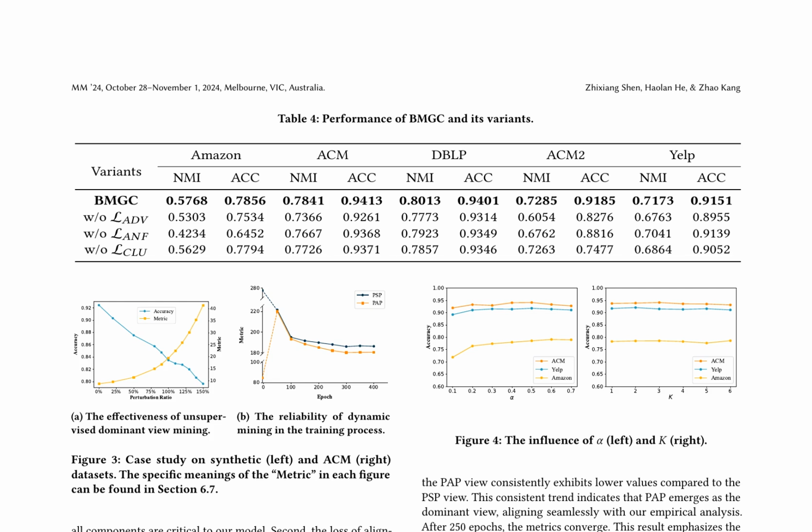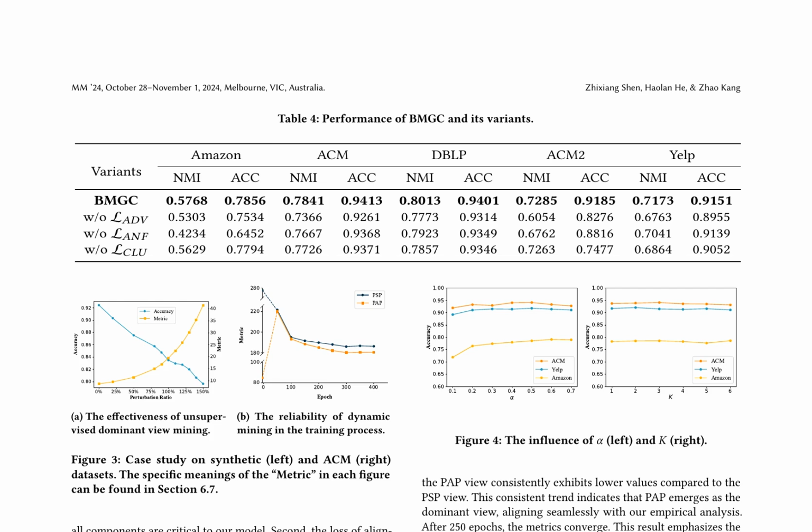The performance of the Balanced Multi-Relational Graph Clustering (BMGC) model and its variants is evaluated on several datasets, including Amazon, ACM, DBLP, ACM2, and Yelp. Table 4 illustrates that BMGC outperforms its variants, emphasizing the significance of each component in the model. Specifically, the loss of alignment with the dominant view, LADV, significantly contributes to the results, while the loss for alignment with node features, LANF, is more crucial for the Amazon dataset.